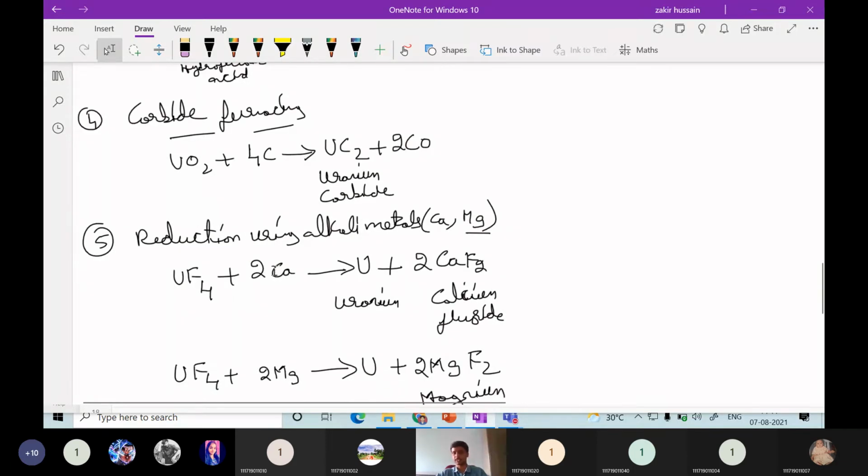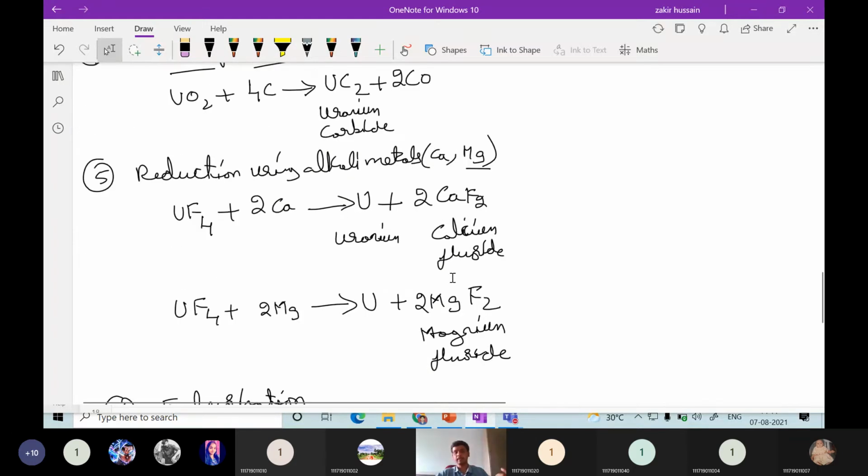So with two parts of calcium, it will give pure uranium metal plus two molecules of calcium fluoride, which is CaF2. If your chosen alkali metal is magnesium, this reaction will take place and it will form pure uranium metal and magnesium fluoride, two molecules of magnesium fluoride.